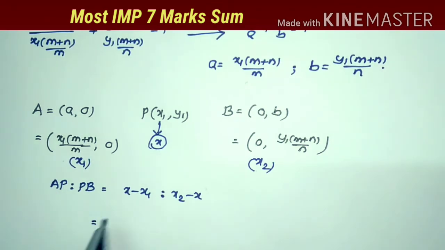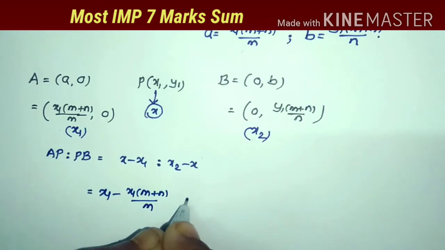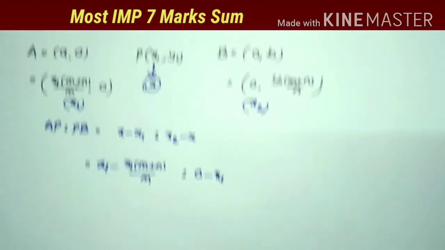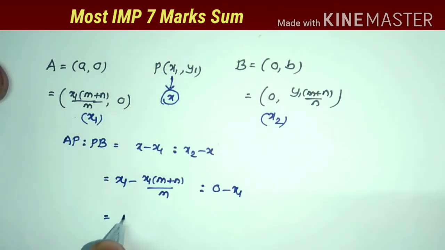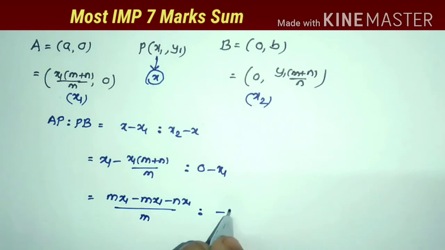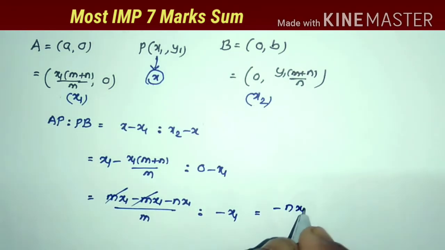Now, substituting the values, what is the x value? x is equal to x1 minus what is the x1 value? x1 into m plus n by m, is to x2, what is the x2 value? 0 minus x. What is the x value? x1. That is simply replacing the values. So, taking LCM, this is mx1 minus mx1 minus nx1 by m is to minus x1. Now here mx1 gets cancelled. So this is minus nx1 by m is to minus x1.